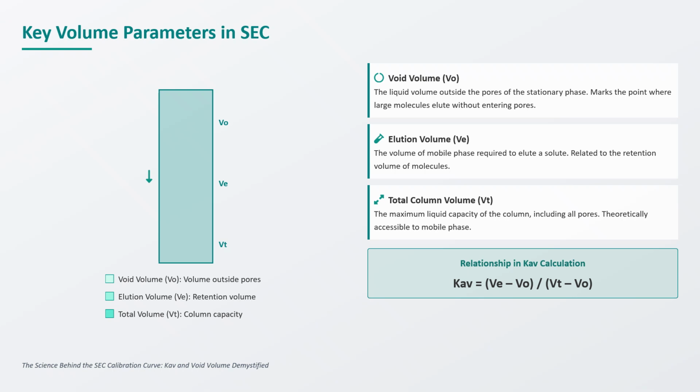To truly understand CAV, we need to clearly separate three volumes: VO, the void volume, outside the pores; VE, the elution volume of your analyte; VT, the total column volume, including all pores. Think of VO and VT as the boundaries, and VE as your molecule's position within those boundaries. This relationship is what makes the CAV equation so powerful and so sensitive.